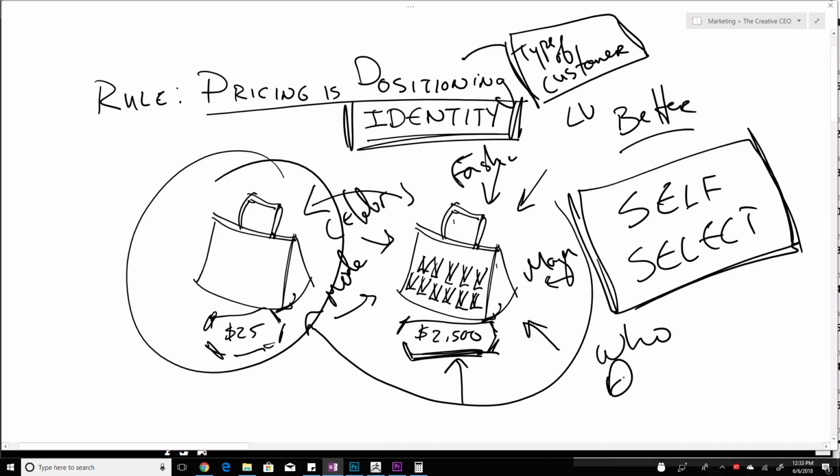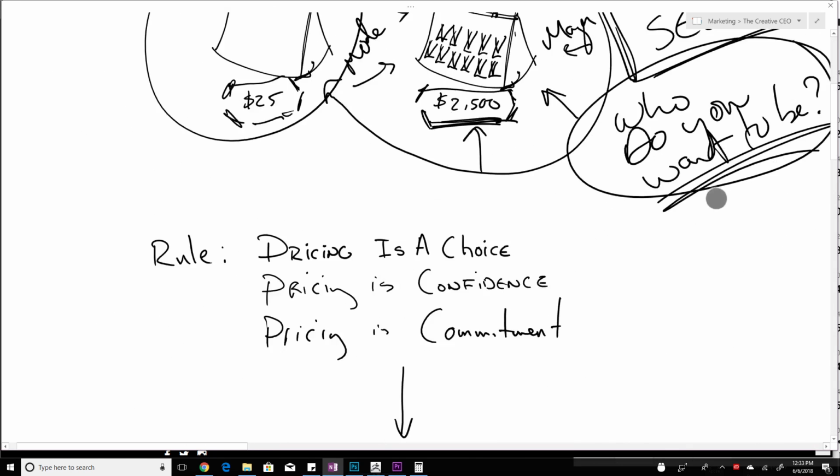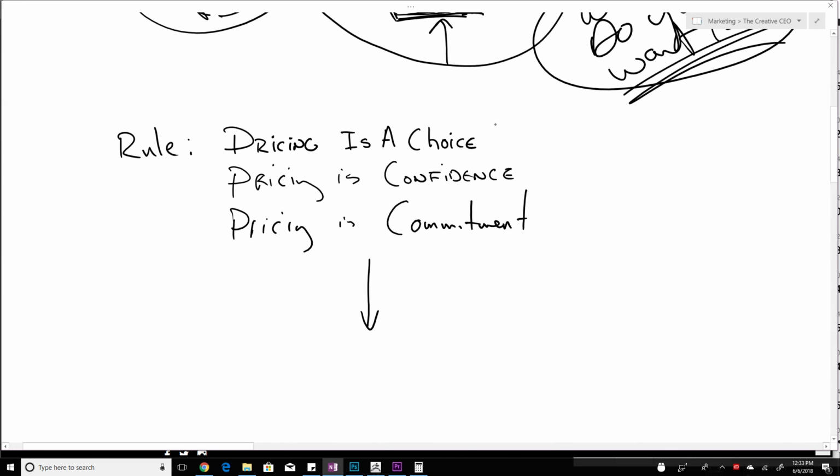Who do you want to be? And I'll share with you, hopefully, a little story about my decision on this and where that ultimately went. Okay, so we've got to keep in mind that pricing is a choice. It is a choice that you make, and it is also your confidence in yourself and your product. It is also a level of commitment that you might have. These are all things that we've got to keep in mind.